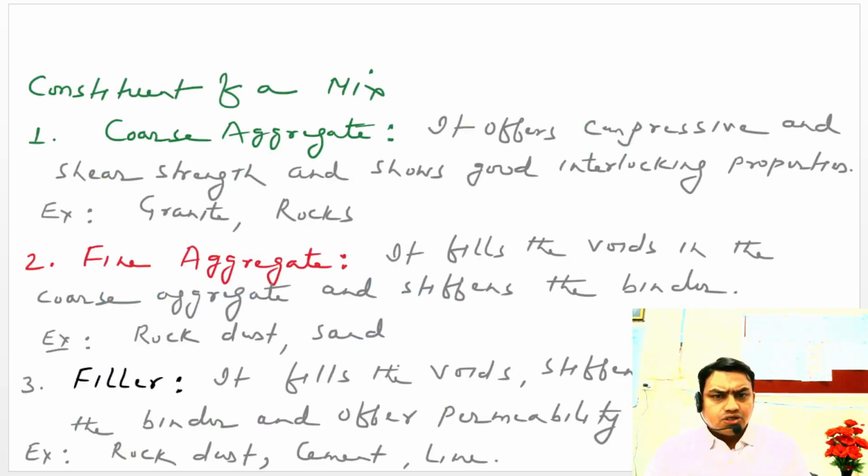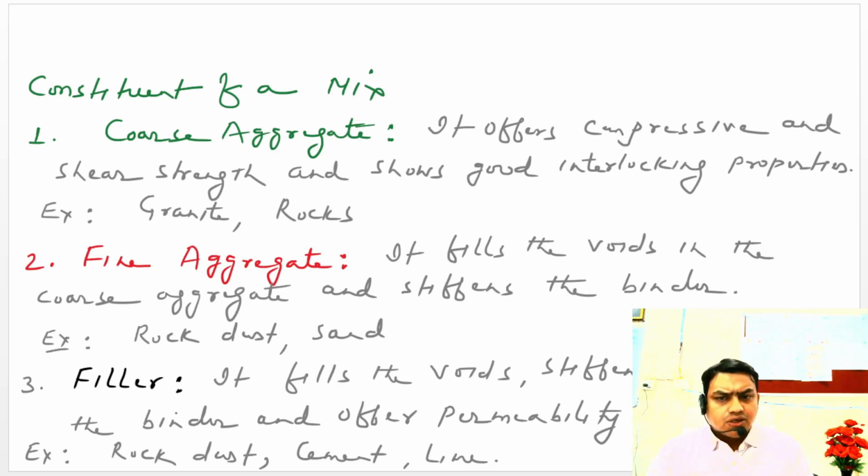These are the different constituents of the mix: coarse aggregate, fine aggregate, filler, and bitumen. The first constituent of the mix is coarse aggregate. It offers compressive and shear strength and shows good interlocking properties. Examples of coarse aggregate are granite and rocks. The second constituent of the mix is fine aggregate. It fills the voids in the coarse aggregate and stiffens the binder. Examples are rock dust and sand.